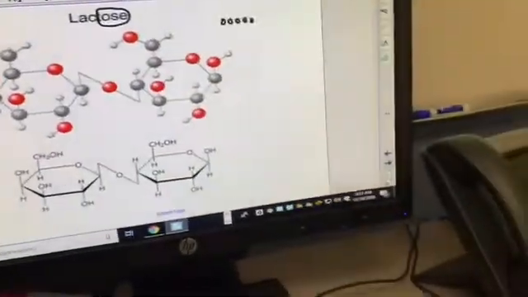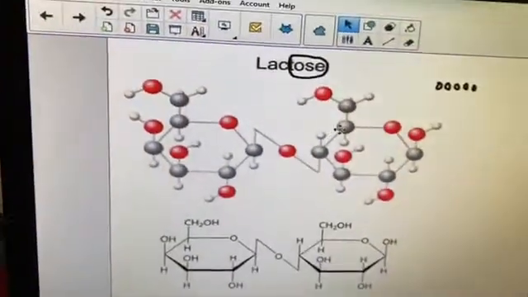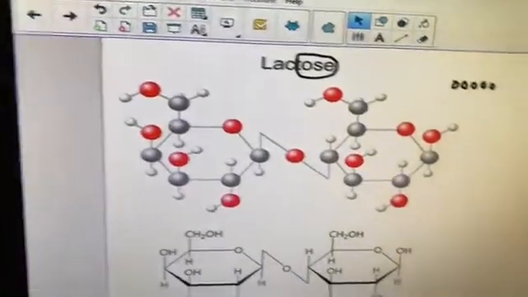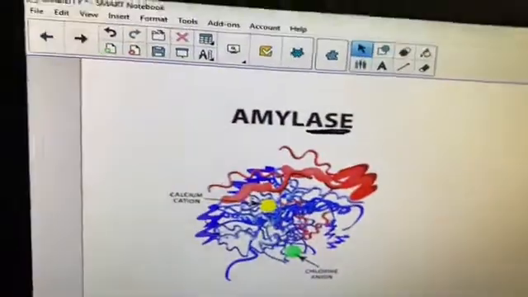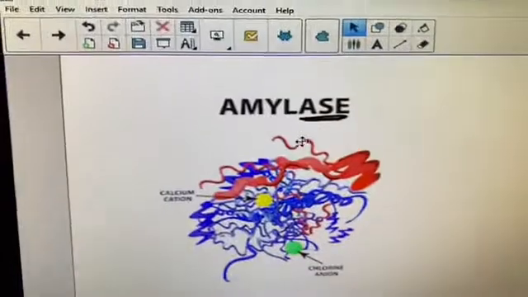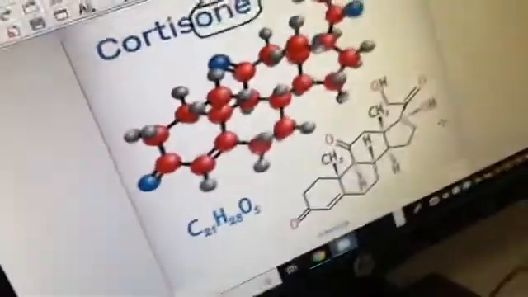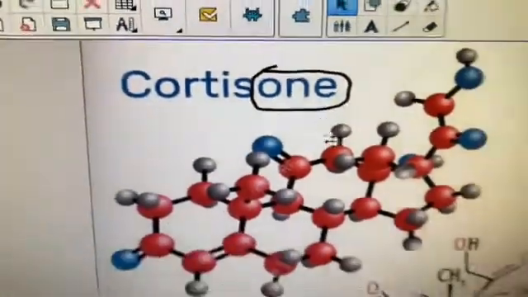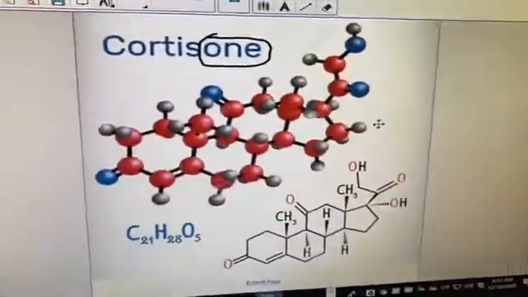And what else we have? Well, here's lactose, right? That's a carb, lactose. Lactose is a sugar, usually found in milk. This is amylase. Amylase is a protein that can digest carbohydrates. Let's see, here's cortisone. Cortisone is a steroid hormone, it ends in one. Right, it's usually used to reduce inflammation.